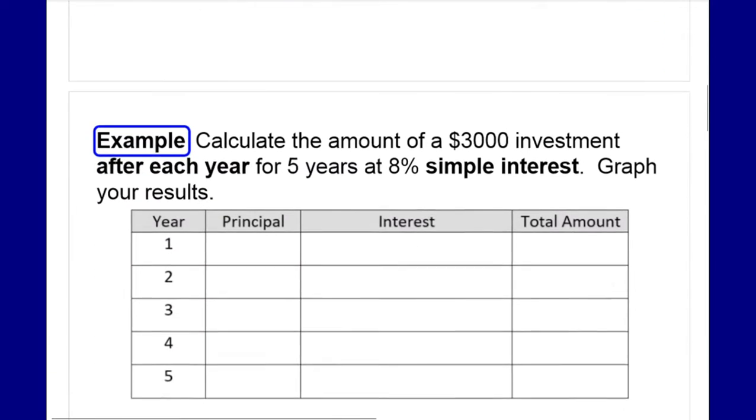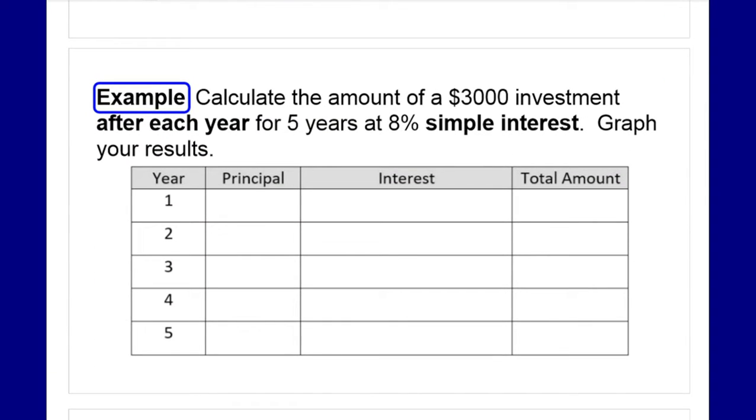So let's look at a quick example of simple interest again. We want to calculate the amount of a $3,000 investment after each year for 5 years at 8% simple interest. So my principal is not changing in all of these. It's still going to remain $3,000. That's how much I've invested when I'm dealing with simple interest. The amount that I invest, or the principal or the initial amount, doesn't change.